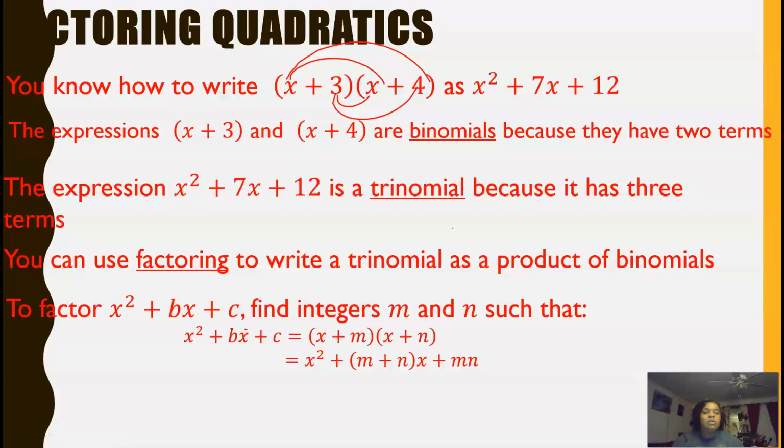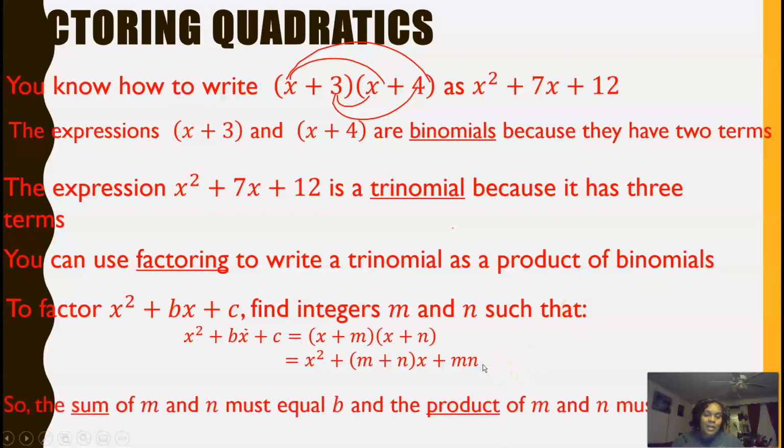This may not make sense to you right now, but it will make sense when I teach it. x squared plus bx plus c equals x plus m times x plus n. So x squared plus (m plus n)x plus mn. The sum of m and n must equal b, and the product of m and n must equal c. So when you multiply the two numbers, m and n, they should equal c. And then when you add or subtract them, they will come out to b.